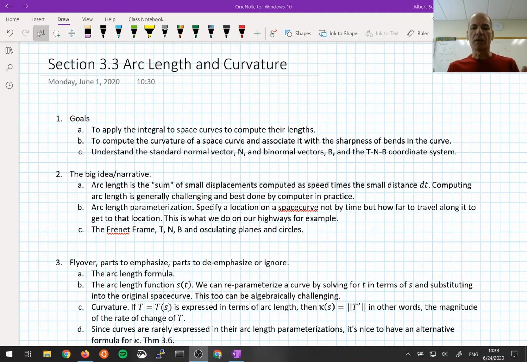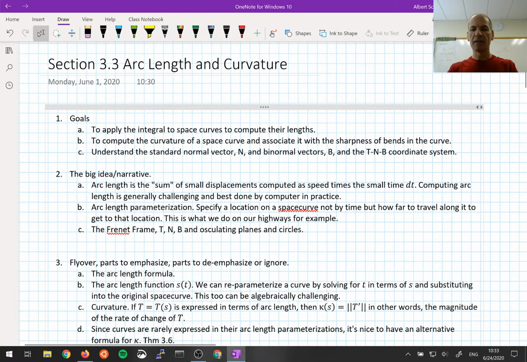So computing arc length, we're going to see that it's really just a sum of small displacements computed as the speed along the curve times a small time, dt, and I've got a little bit of a typo here. This should say a small time, dt. Because remember, speed has units of, say, meters per second, and time, of course, might have units of seconds. And when you multiply them together, what you get are meters. And with this integral, we're able to sum up lots and lots of tiny little length segments along the curve to compute the length of some piece of the curve.